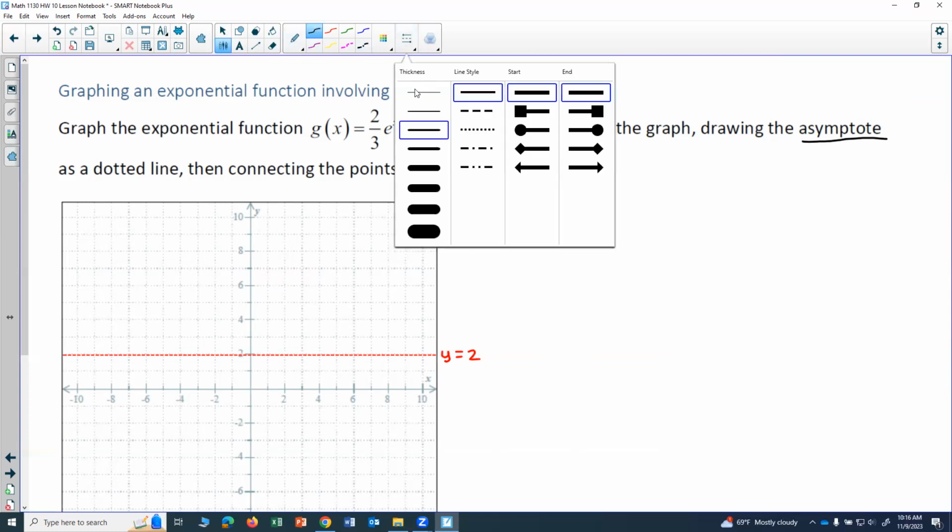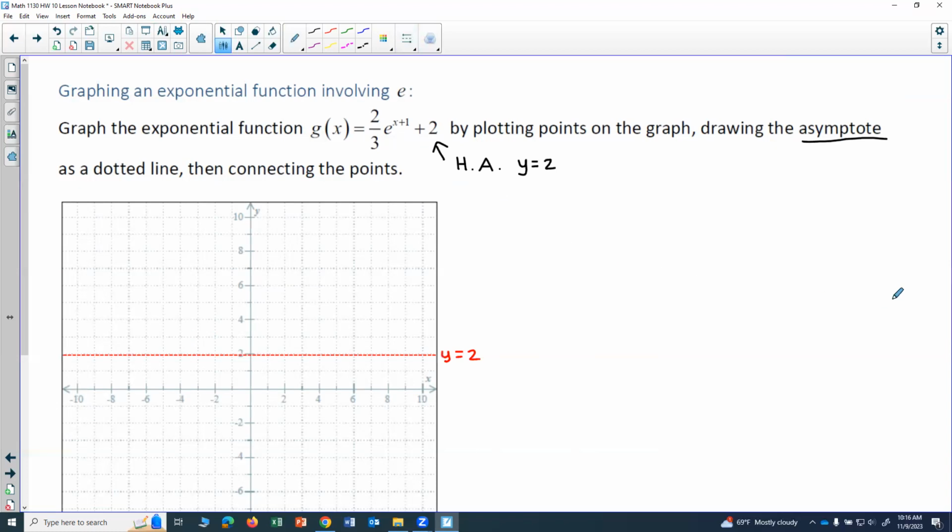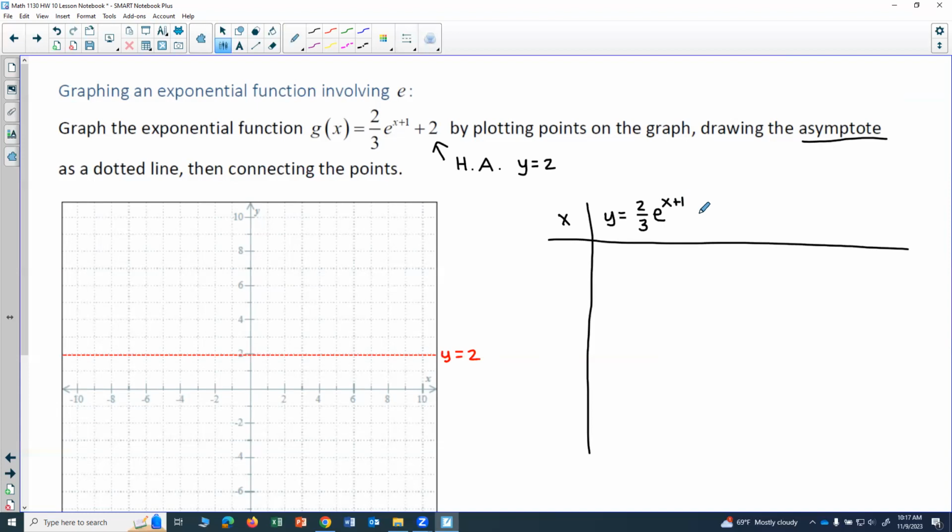Okay, so now let's go ahead and plot points for our graph. What I'm going to do is pick some x values, and I'll use the equation y equals 2/3 e to the x plus 1, and then the whole thing plus 2 to get a y value.